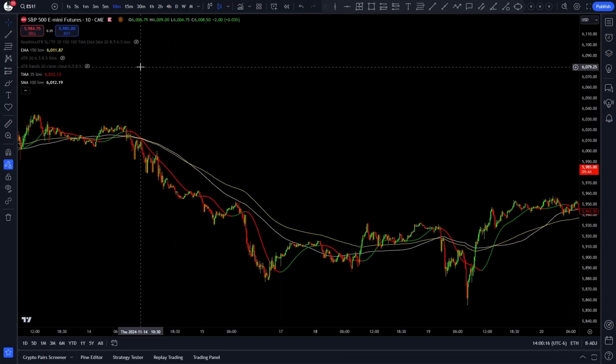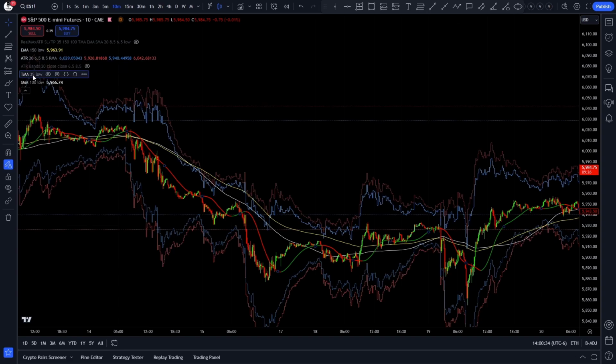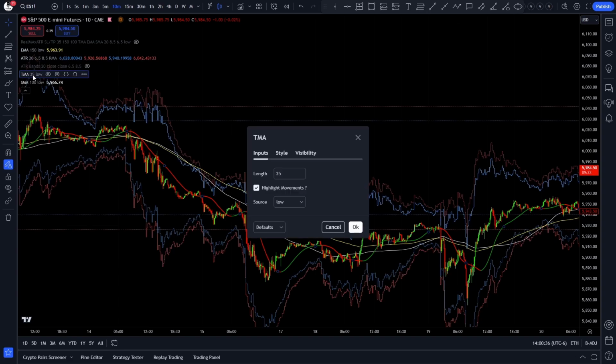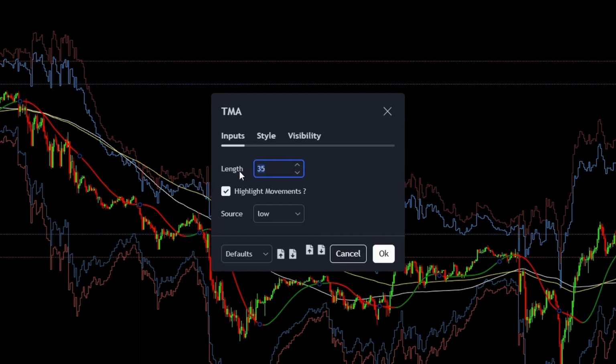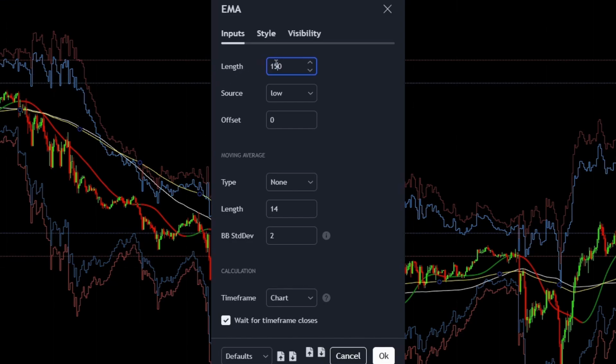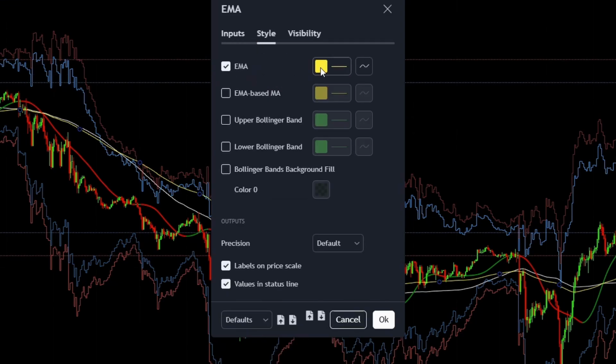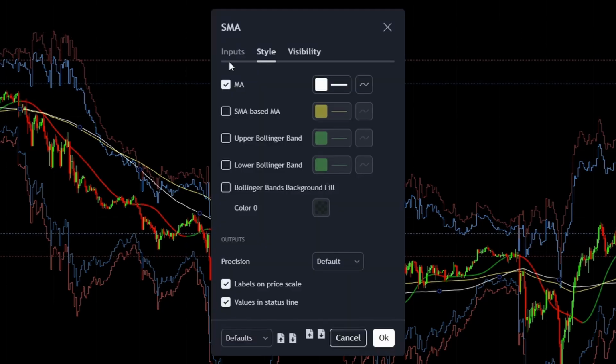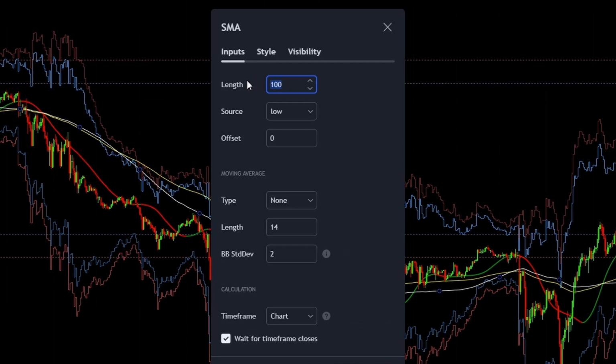Okay, all of the indicators needed are on the chart, but we need to modify the settings, because as I mentioned earlier, I optimized this strategy. For the first moving average, the triangular moving average, set its length to 35 and its source to low. For the second one, the exponential moving average, set its length to 150 and its source to low. I colored it yellow, you can do it too, or you can color it however you like.